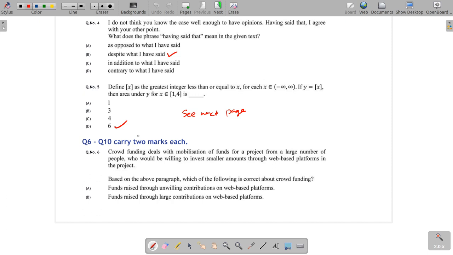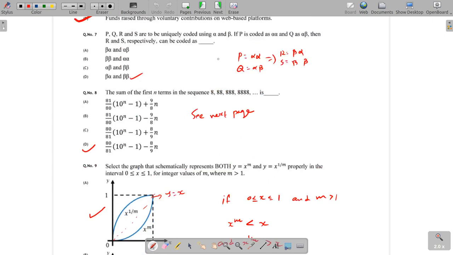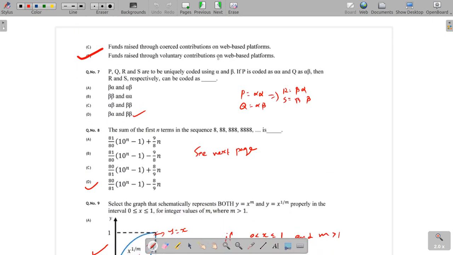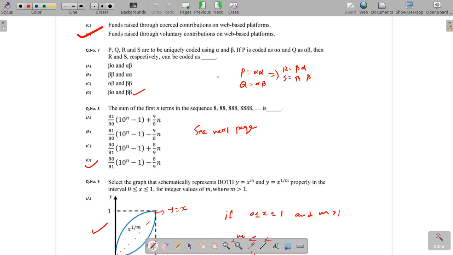Options. Question number 6 is paragraph reading. Go through it. D is the right answer. For question number 7, P, Q, R and S are to be uniquely coded using alpha and beta. If P is coded as alpha and Q as alpha beta, then what are R and S? You have two symbols, alpha and beta. There are 4 ways to make them: alpha alpha, alpha beta, beta alpha, and beta beta. So option D is the right answer.